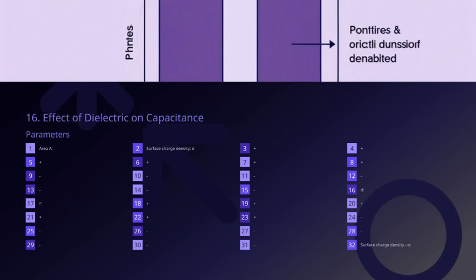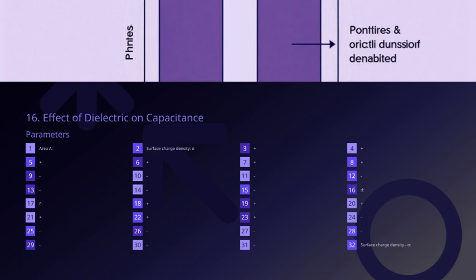Let's take a closer look at how the dielectric material influences the capacitance. As you can see, the surface charge density, denoted by sigma, varies across different regions, with both positive and negative values. This variation plays a crucial role in how the electric field, E, is established within the capacitor.